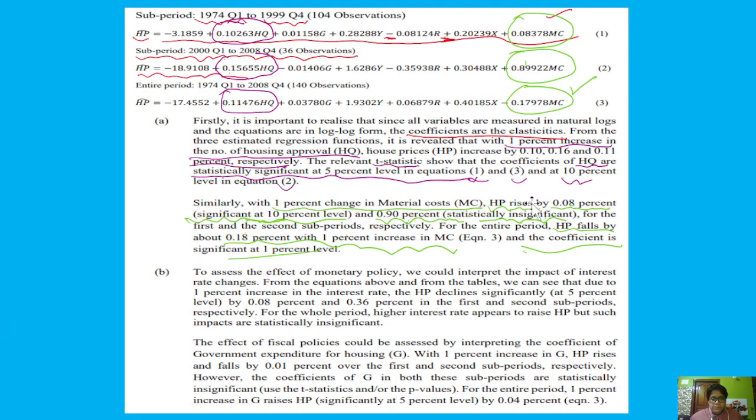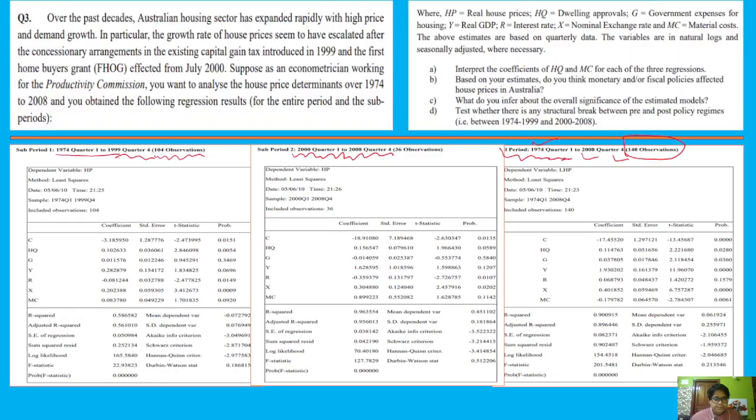Okay, then the next question is whether monetary policy or fiscal policy affected housing prices. So that means, what is the monetary policy variable here? The rate of interest. Okay, so R is the interest rate. So this one is the monetary policy, and for fiscal policy we'll be looking at G, the government expenses for housing. Okay, so these two will be looking at their statistical significance, and their effects. Okay, so let's see.